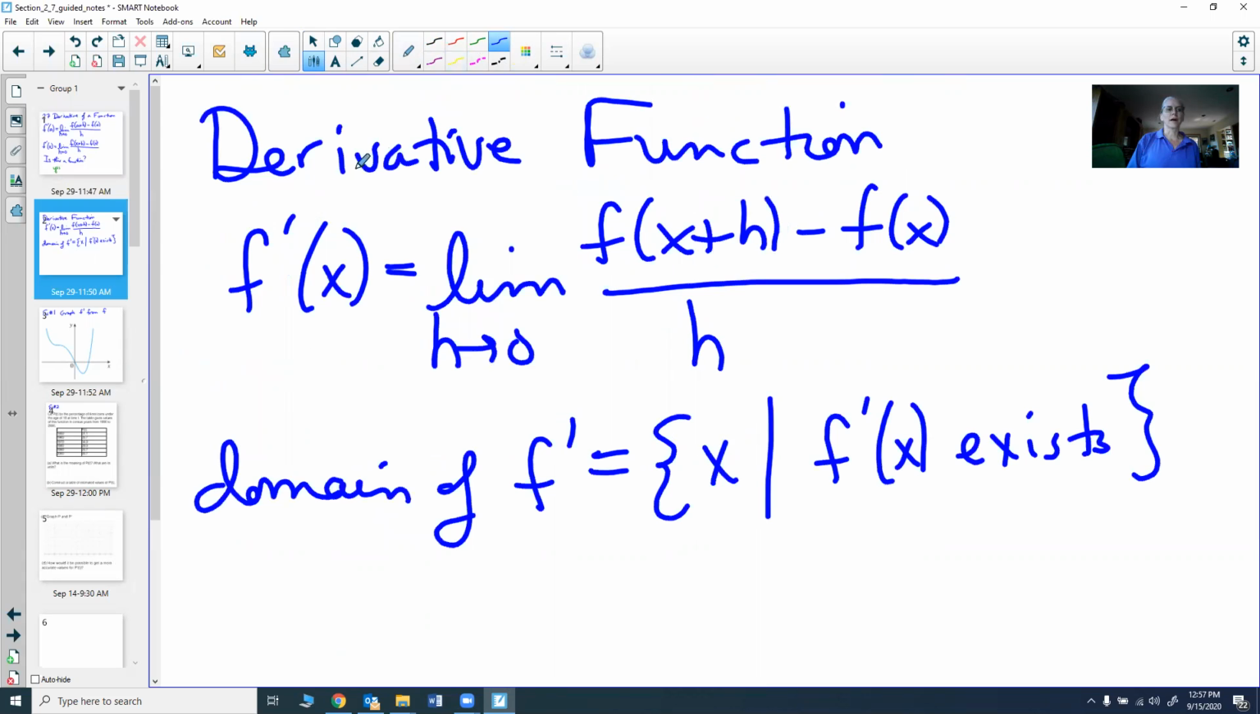So we can now define the derivative of a function. It is f prime of x is equal to the limit as h goes to 0 of f of x plus h minus f of x, all over h. Because it's a function, it has a domain, and it's all x for which the derivative actually exists. So that gives us the idea of, does the derivative always exist? We will explore that in a little bit.